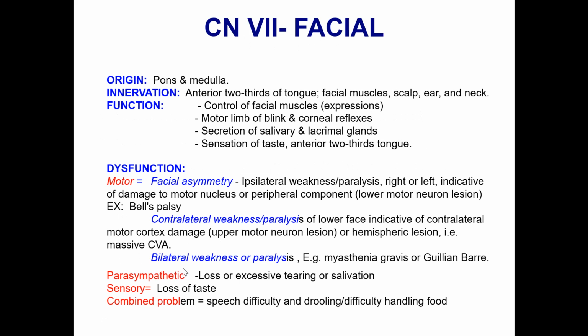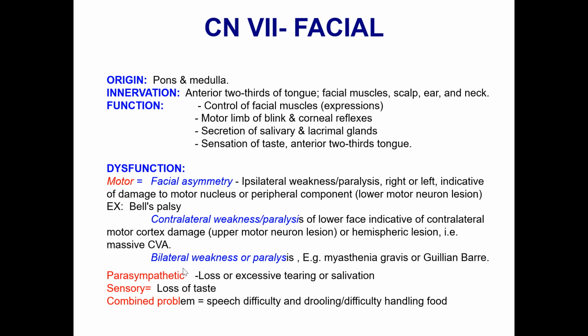So it arises from the pons and medulla. Innervation is the anterior two-thirds of the tongue, facial muscles, scalp, ear, and neck. What are its functions? Control of facial muscles for expression, motor limb of the blink and corneal reflexes, secretion of salivary and lacrimal glands, and sensation of the anterior two-thirds of the tongue for taste.